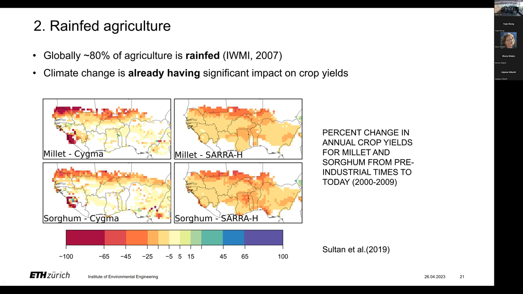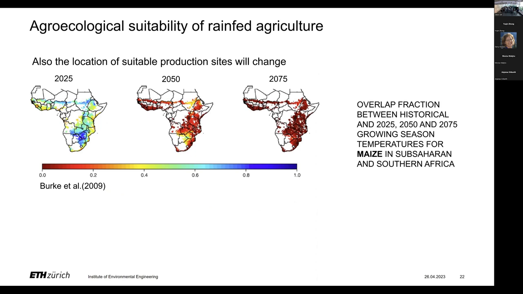And what's also changing is the location of suitable production sites for our food. So here is an interesting way to look at that. This is the overlap between the right temperatures for growing maize in Africa between the historical period and today, in mid-century and end of century, and you see the overlap is practically going to zero. So this doesn't mean that you cannot grow maize, but you'll have to grow it at a completely different temperature regime with consequences on yields.